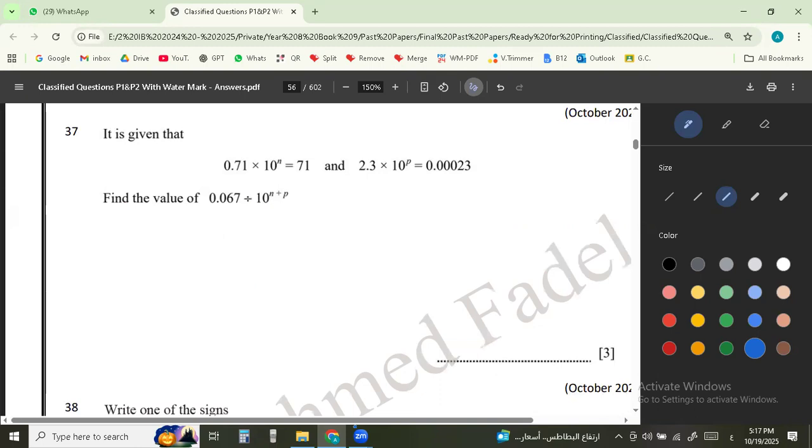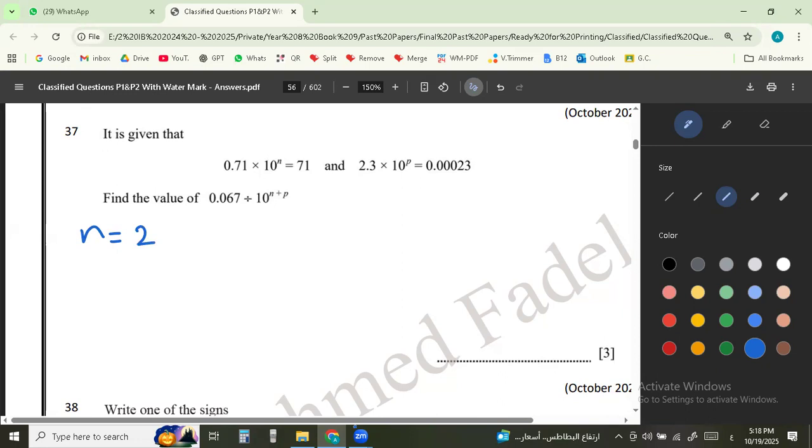0.71 multiplied by 10 to the power of n equals 71. And 2.3 multiplied by 10 to the power of p equals this. What is n? Mister, I moved the decimal point 2 digits to the right to become 71. So n is 2.